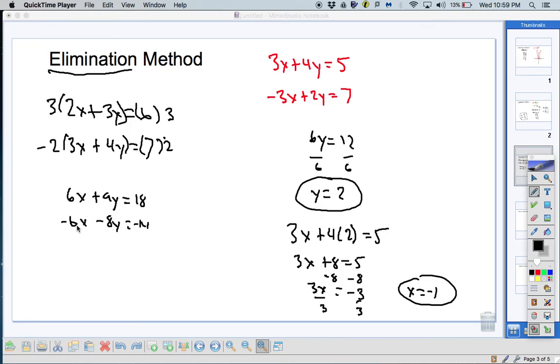You get 6x take away 6x is 0. 9y plus negative 8y is just y. And 18 minus 14 is 4. So I know now y is 4. And then I go back to the original equations. You can pick either one.